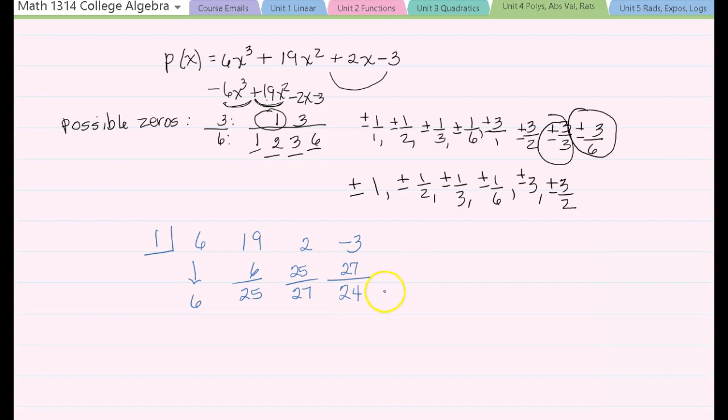So was the number 1 a 0? The answer is no, since there is a remainder. The last number that we wrote down was not a 0. What we did find was a value of p of 1. In other words, if we would have plugged in 1 into our polynomial, we would have found that our answer would have been 21. So we need to try another number in order to find a 0.